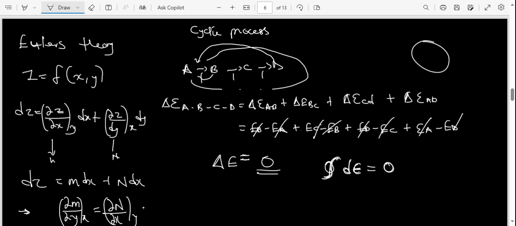Okay. So that is it about Euler's theory. It is there to prove that for a state function, when this law is obeyed, then a process is a state function. Okay. Hope that is clear.